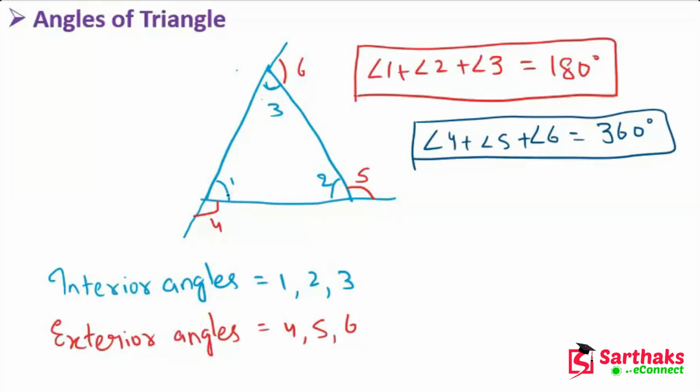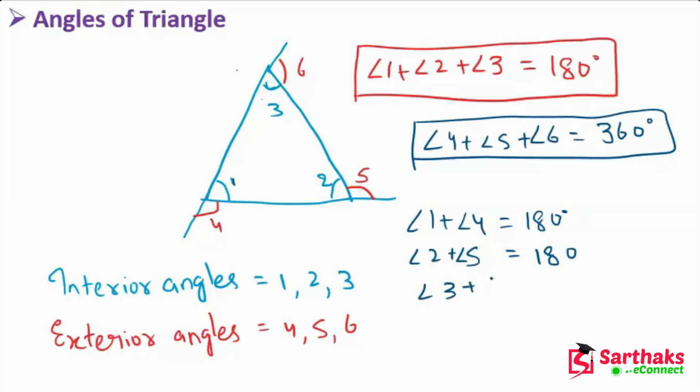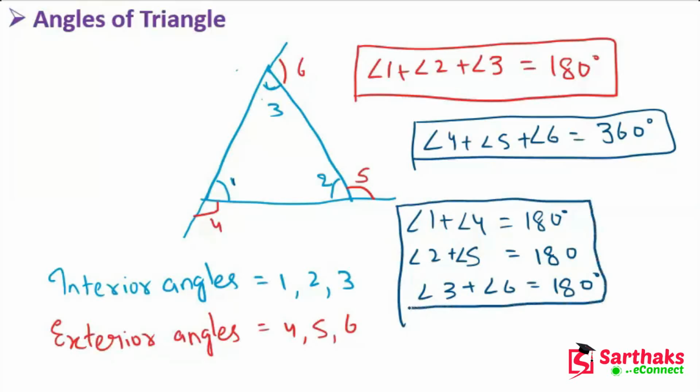If we observe, angle 1 and angle 4 are a linear pair, so angle 1 plus angle 4 equals 180 degrees. Similarly, angle 2 plus angle 5 equals 180 degrees, and angle 3 plus angle 6 equals 180 degrees. This is also the relation between the interior angles and exterior angles. So this proves that the sum of the exterior angles of the triangle is equal to what?